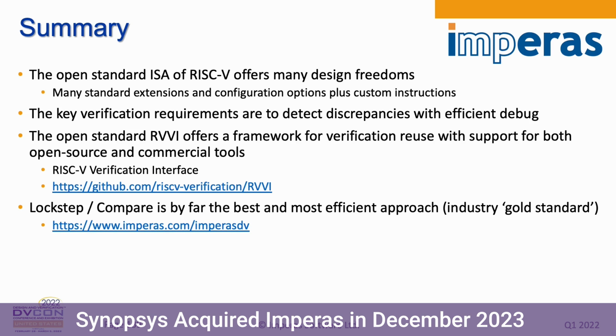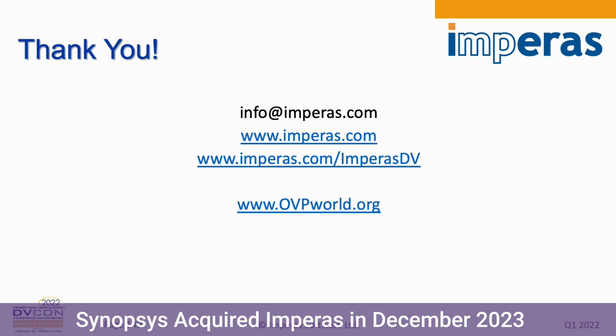So in summary, RISC-V, being an open standard, offers many design freedoms. What this means is there's going to be huge amounts of verification needed. The key thing is to find discrepancies and debug those efficiently. The RVVI interface offers a framework for that, and the Imperas tools out of the box mean that you can get started with your verification.